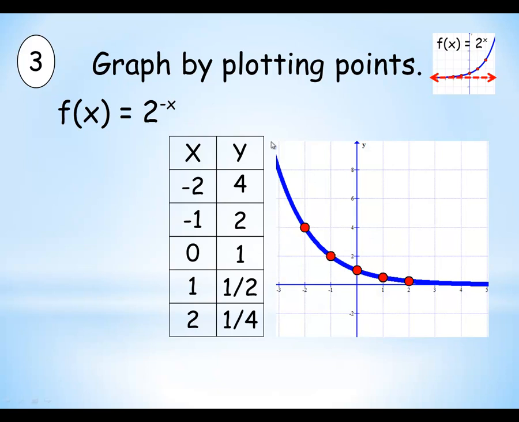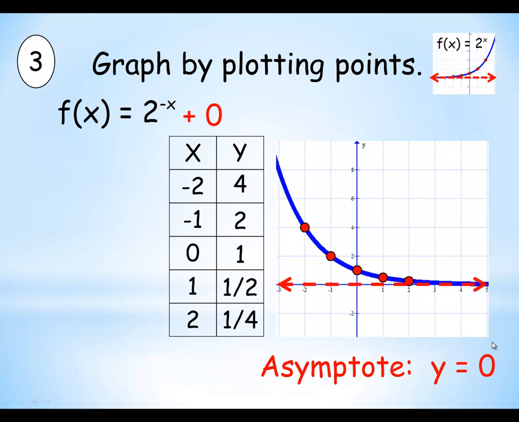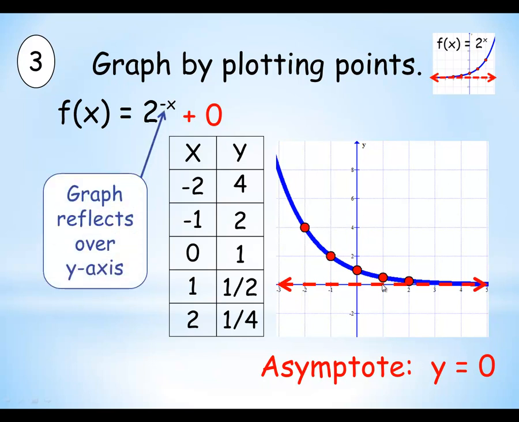It actually describes a graph that could be called exponential decay. It's declining in value as we view it left to right. Here is the asymptote, as usual, y equals 0. And so what pattern can we describe that takes place between the original parent graph 2 to the x and what is now 2 to the negative x? Do you see that the minus sign in front of the x causes the graph to reflect over the y-axis?